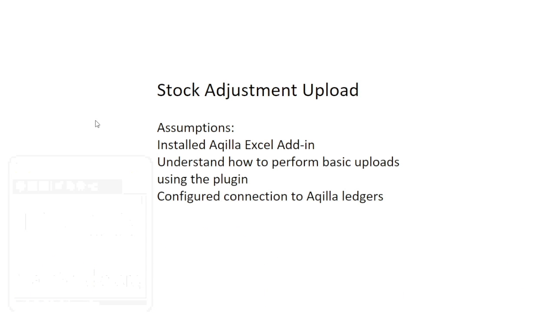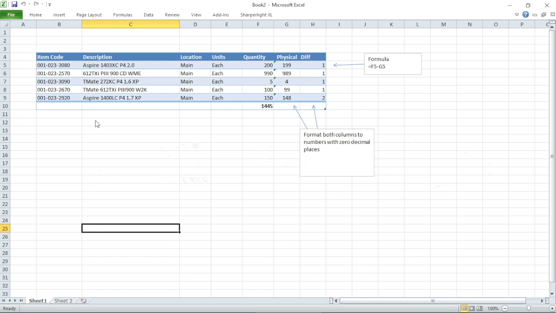Part 3. Upload of stock adjustments. This tutorial assumes that you have the Aqilla Excel add-in installed and know how to perform basic upload of documents or reference data. It also assumes that you've configured your connection to Aqilla. After following the previous steps and having used the spreadsheet we created to do a stock check, we should be left with a spreadsheet that looks something like this. This shows the adjustments we need to make on each item.